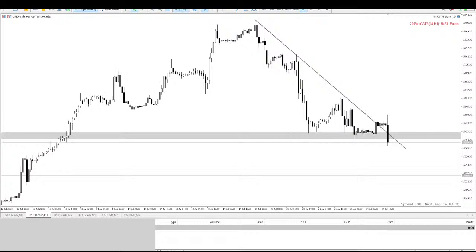Guys, how's the music volume compared to the voice? Is it good?